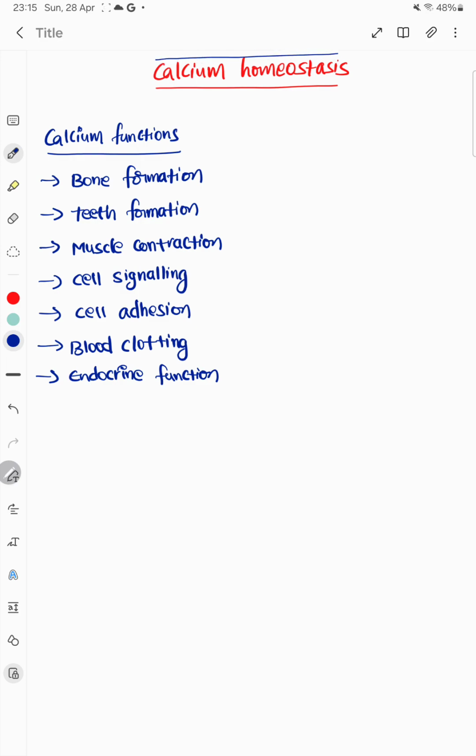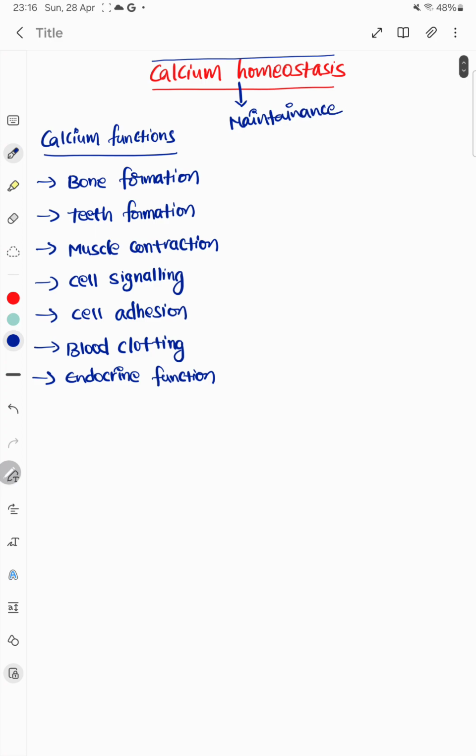So calcium homeostasis means maintenance of normal calcium level in the blood. Normal calcium level in plasma or blood, you can say. So homeostasis itself, the meaning of homeostasis is keeping the internal environment stable. So calcium homeostasis means maintaining the normal calcium levels in the blood. So now we're going to see how we are maintaining the normal calcium levels.